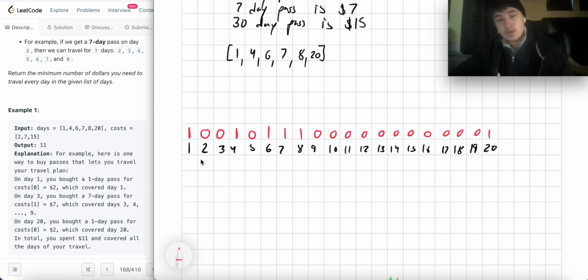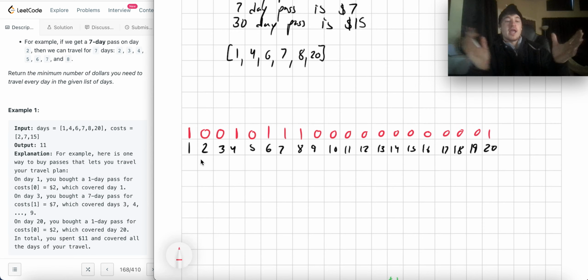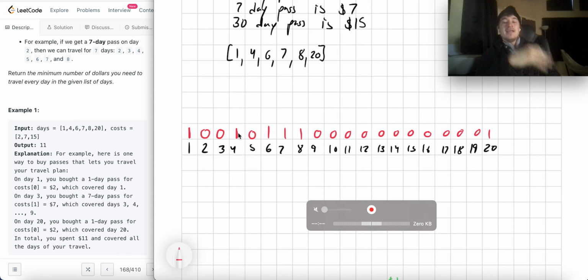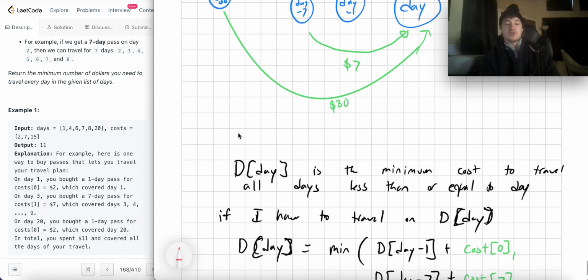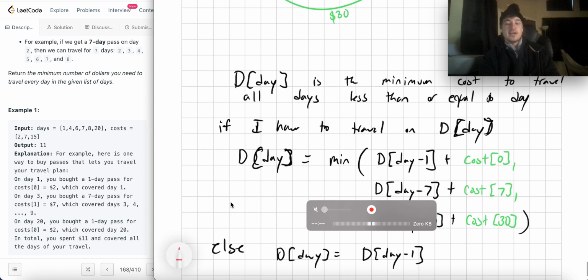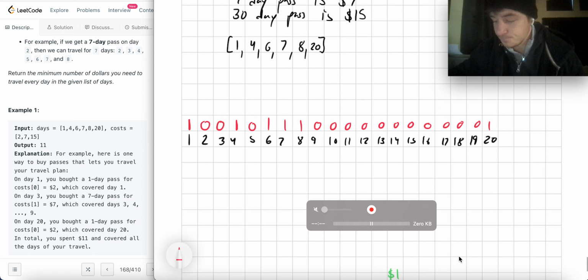We do. So essentially you just make this bit array that is the size of the min day and the max day to keep track of the days that you travel and the days that you don't travel. And if this is a 1, that means you have to travel that day. So you would compute this recurrence relationship here, and if the day's a 0, then you just take the previous cost from the previous day.